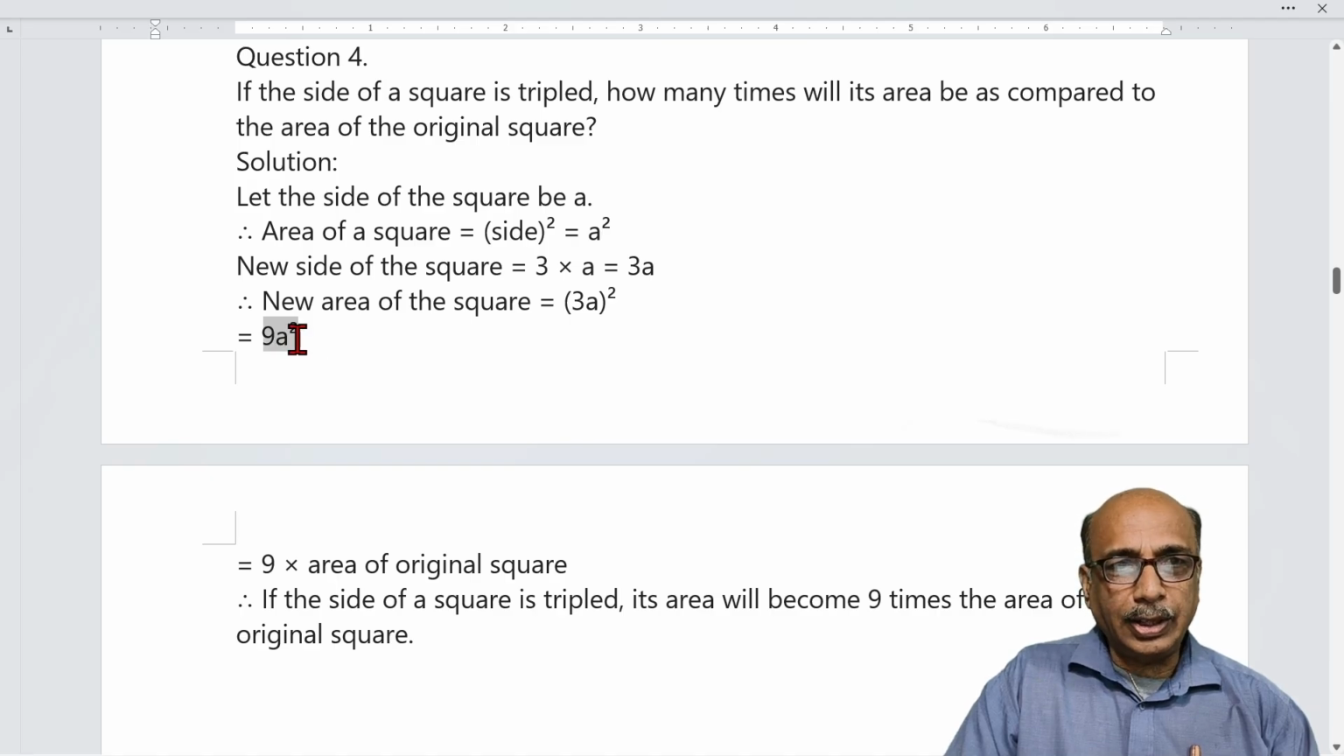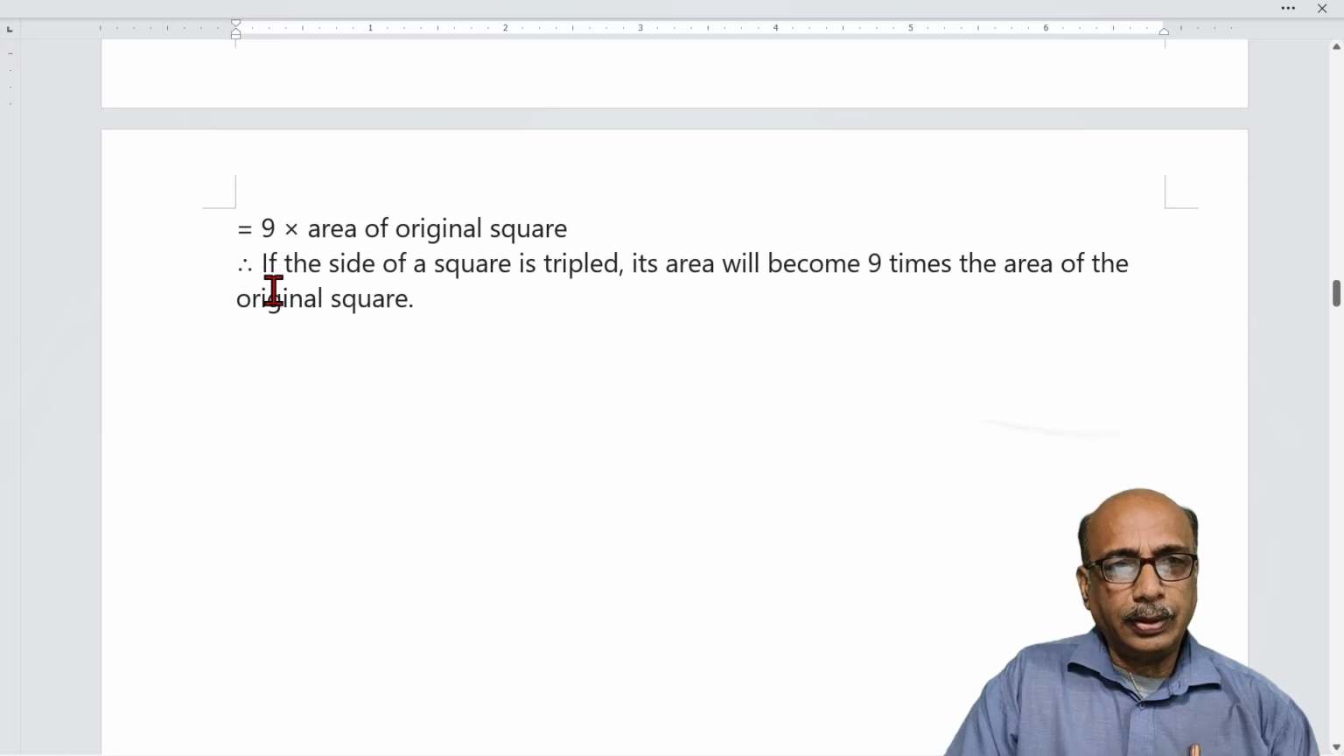And what is A square here? A square is the area of the original square. So, this equals 9 into area of original square. Therefore, if the side of the square is tripled, its area will become 9 times the area of the original square.